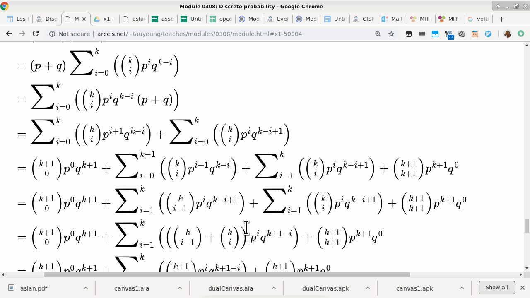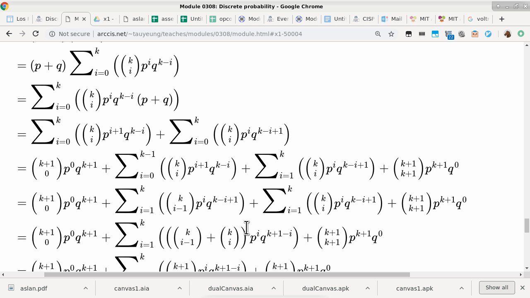We got k choose i minus 1 here, and then we got k choose i over here. So that's why we factor those out, and it becomes k choose i minus 1 plus k choose i. And that becomes the quantity of the product of the power of p and the power of q. Now, what does that remind you of?